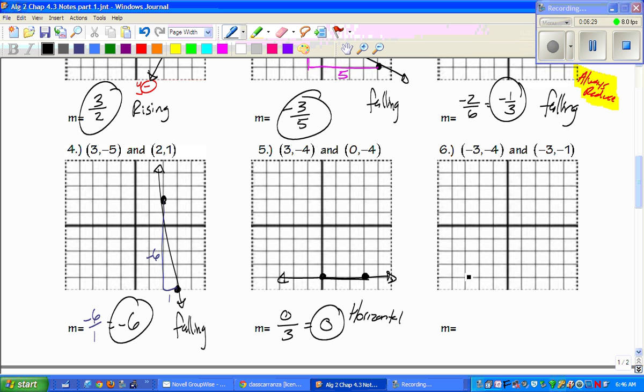Negative 3, negative 4, and negative 3, negative 1. Draw your line.